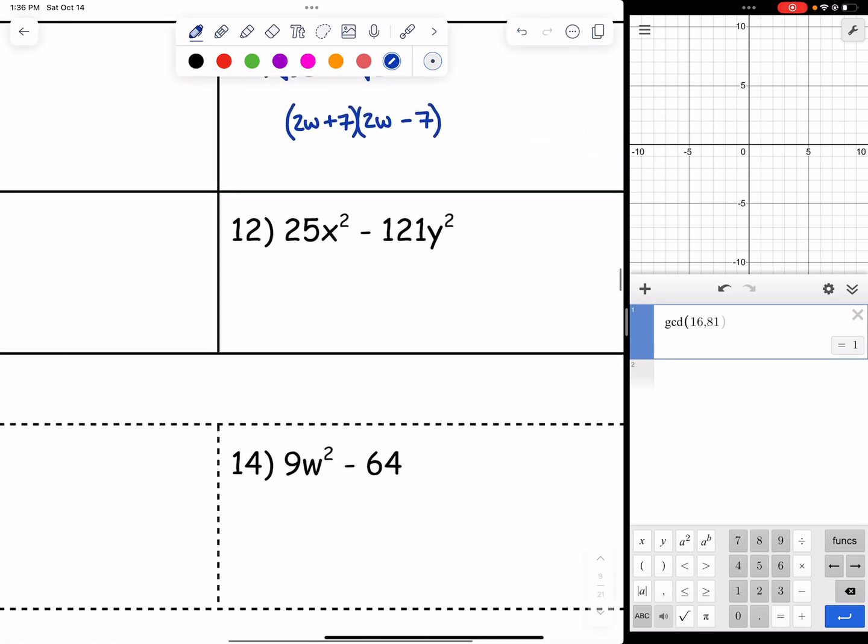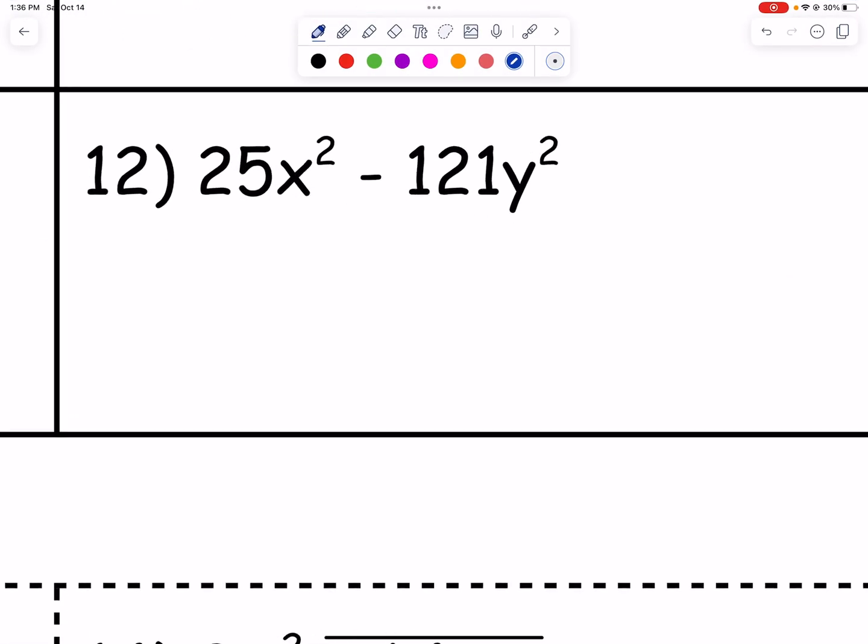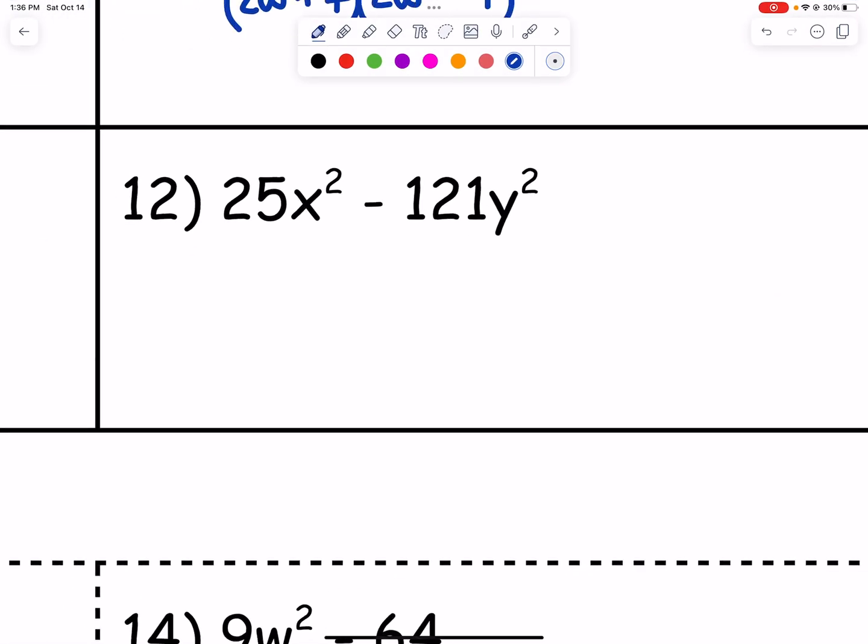So last one, we have 25x squared minus 121y squared. So let's just double check if there's anything we could do for a greatest common factor. And there's not. But you do want to check for the bigger numbers and make sure. You just want to still take the square root of both and put a plus and a minus in between those.